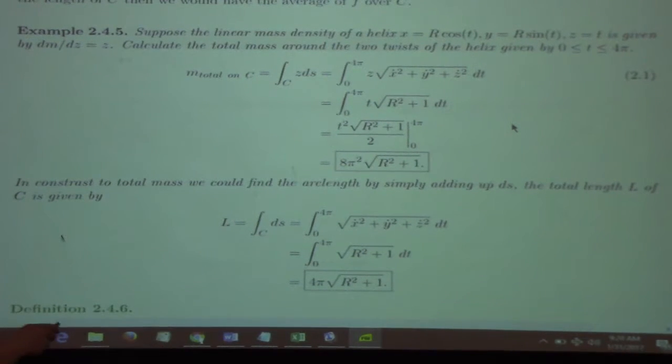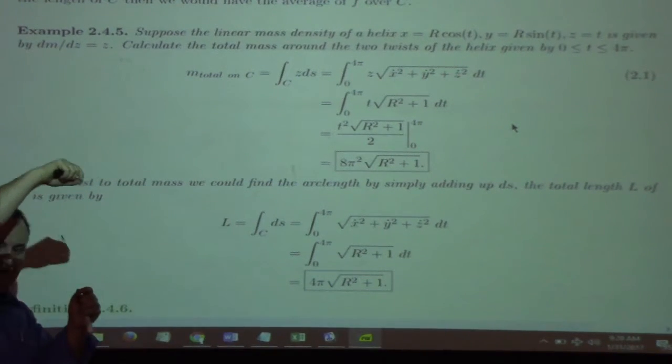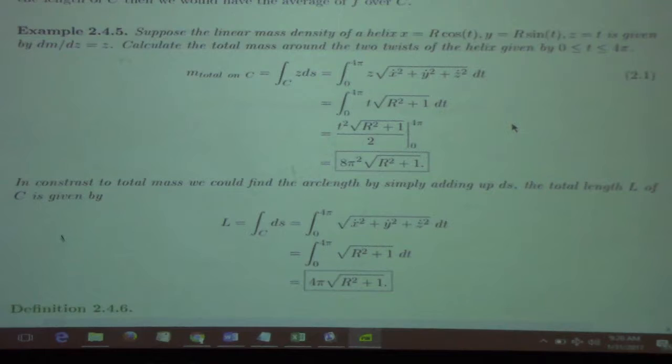Yes. For a helix, we parameterize z equals t, which makes it a linear helix with slope 1. But the interesting thing here, of course, is that when we do this integral, we have to plug in the formula for z for the curve, which in this case is just t. And anyway, that's the total mass.